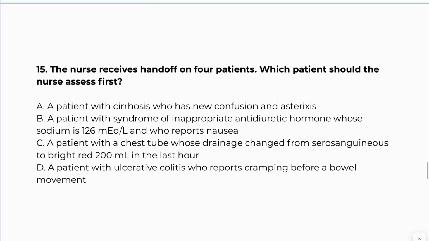Question number 15. Let's go. The nurse receives hand-off on 4 patients. Which patient should the nurse assess first? I have the timer here.